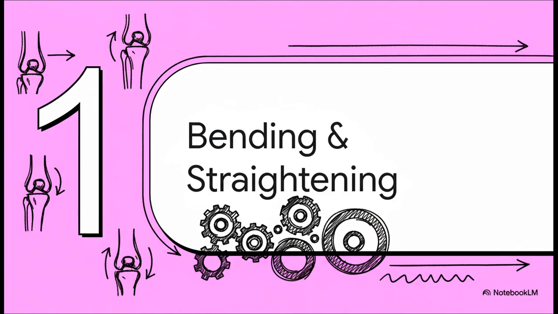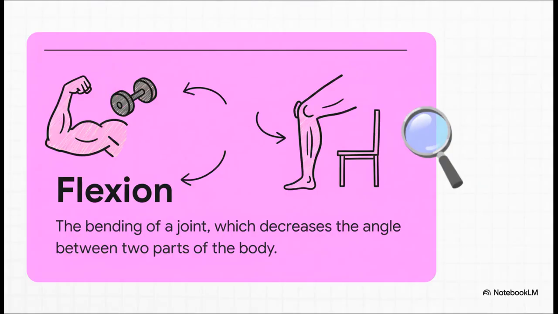We're going to start with the most basic, most fundamental pair of movements that happen at our joints. This simple back and forth is pretty much the foundation for everything else your body can do. Okay, first up is flexion. Picture this, a bicep curl. As you bring that weight up toward your shoulder, you're bending your elbow, right? The angle in your elbow joint is getting smaller. That movement, that closing of the angle, that is flexion.